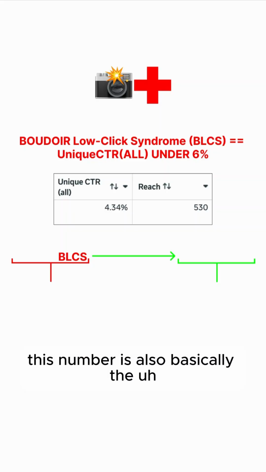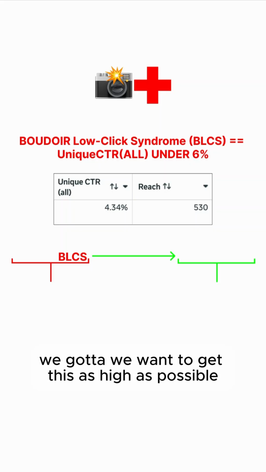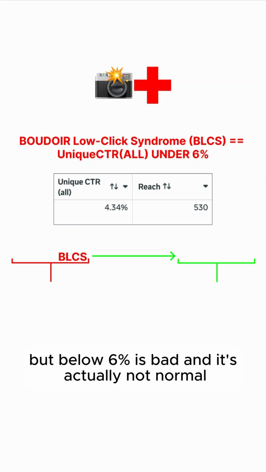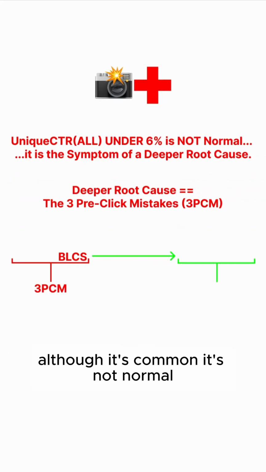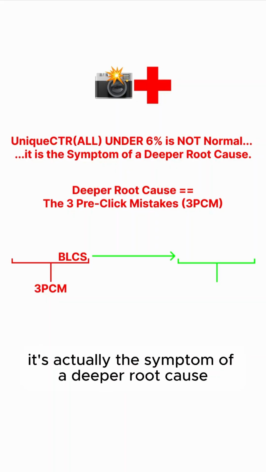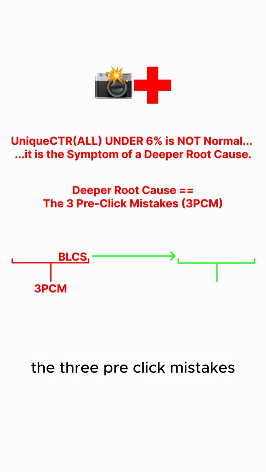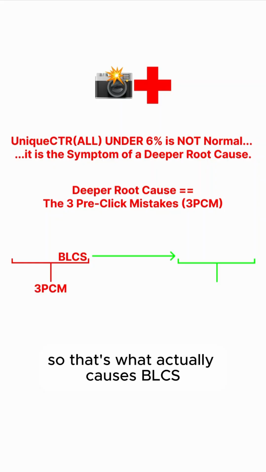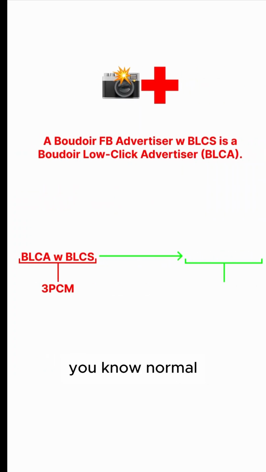This number is also basically the number of women that did not scroll right on by. So we want to get this as high as possible, but below 6% is bad. And it's actually not normal. Although it's common, it's not normal. It's actually the symptom of a deeper root cause, and that deeper root cause is the 3 pre-click mistakes. That's what actually causes BLCS, aka Boudoir low click syndrome, that everyone takes as normal.